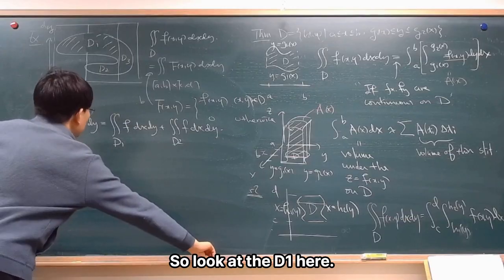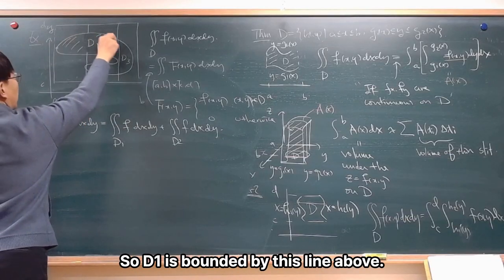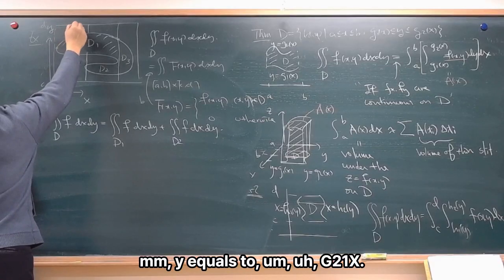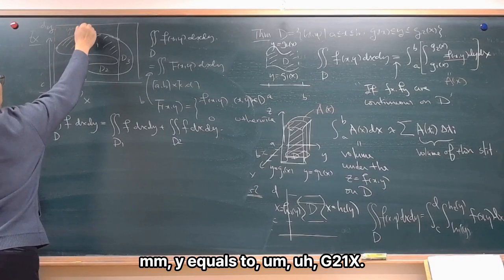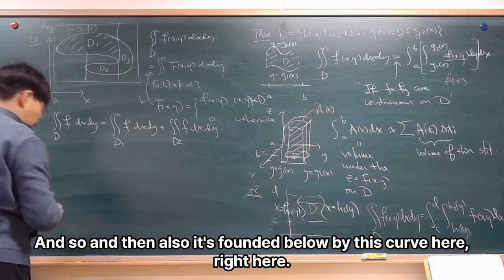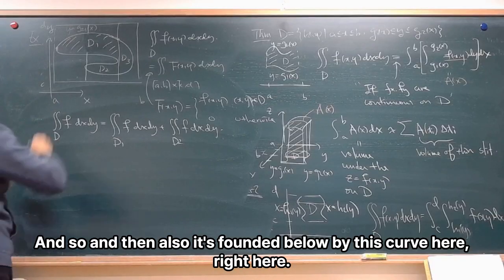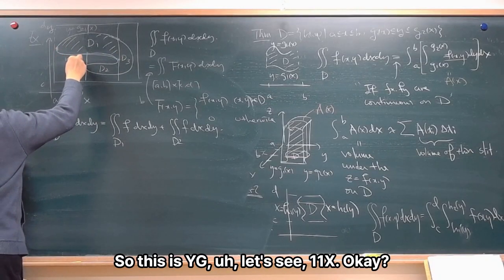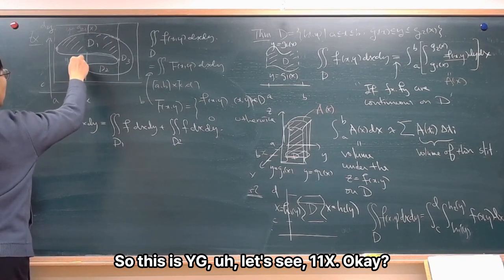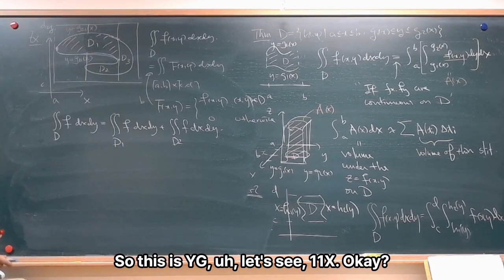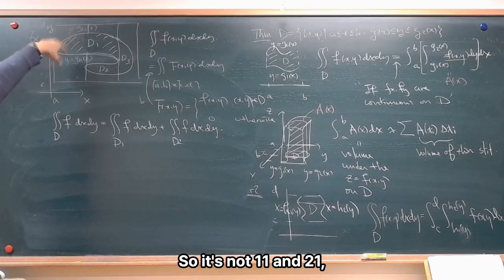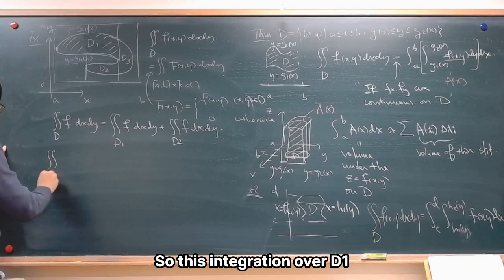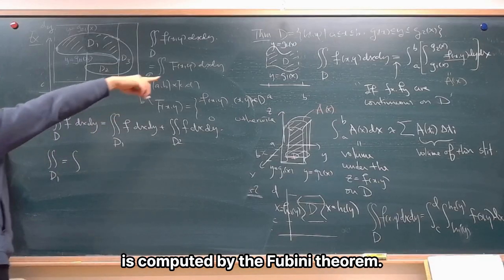So look at the D1 here. D1 is bounded by this line above, so let's call this y = g21(x). And it's also bounded below by this curve right here, so this is y = g11(x). Okay, so this integration over D1 is computed by the Fubini theorem.